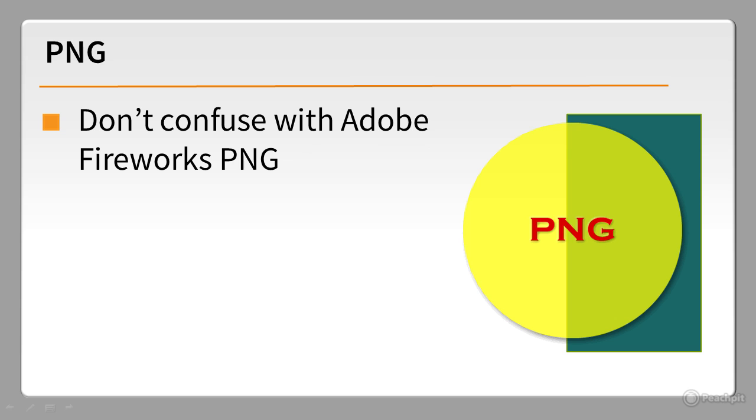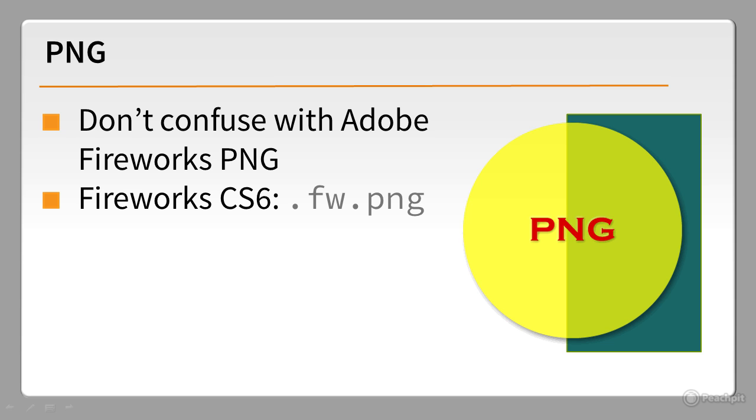Don't confuse PNG images with the format Adobe Fireworks uses to save files. They're both based on the Portable Network Graphics Standard, but a Fireworks PNG file contains editable layers. If you're using Fireworks as your graphics program, use the Export command on the File menu to create a flattened PNG file for display in a web page. Fireworks CS6 now uses .fw.png for its editable files to make the distinction clearer.